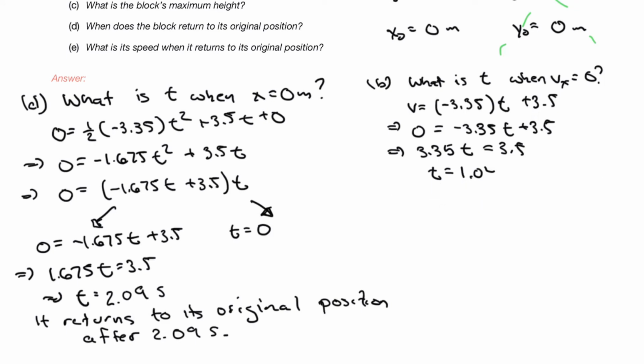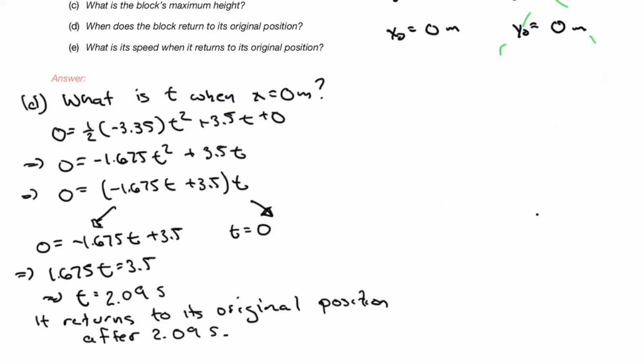And so now we can find what its speed is when it reaches the original position, and given what we've seen in the previous section on projectile motion, I think you can guess that it's going to be the same as when it was first launched. But let's go ahead and check anyway. What we're being asked for is what is the magnitude of v when t equals 2.09 seconds. But because there is no y velocity, this is really just asking for the absolute value of v sub x. So let's go ahead and solve for that.